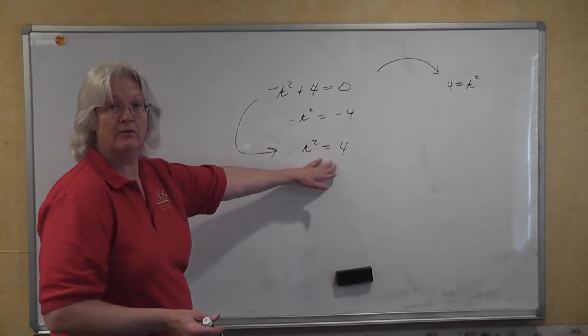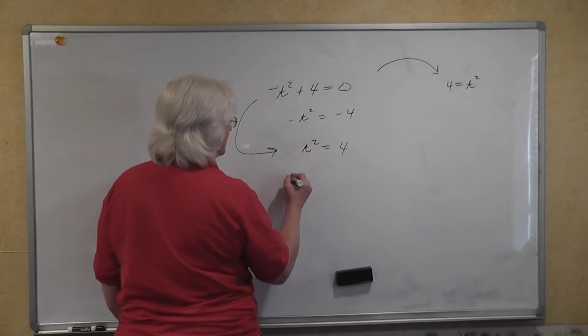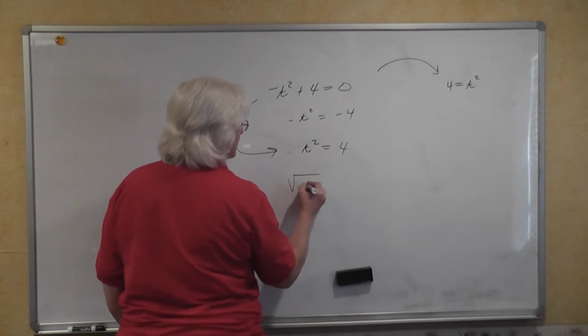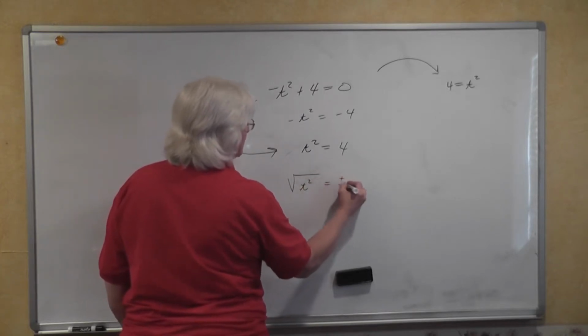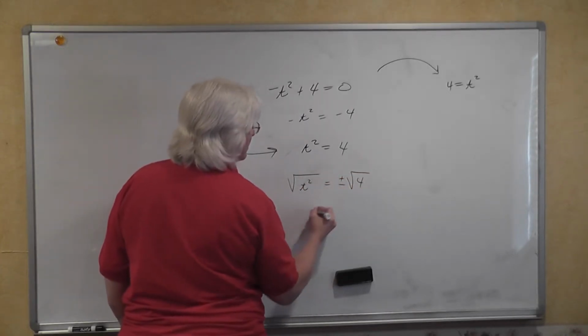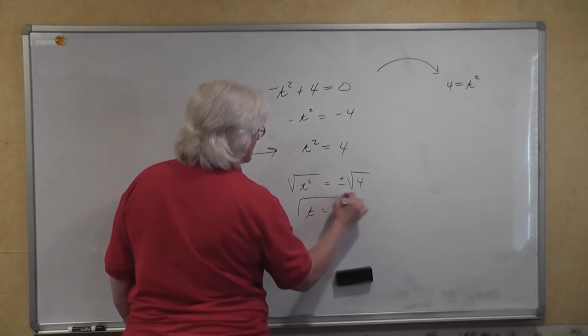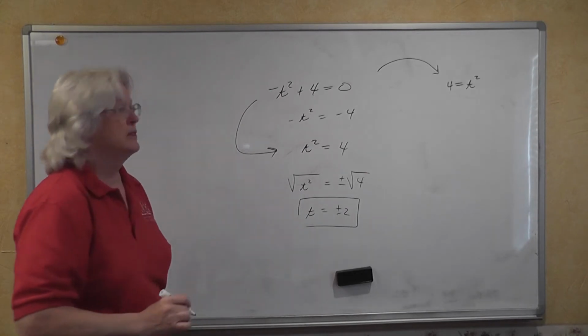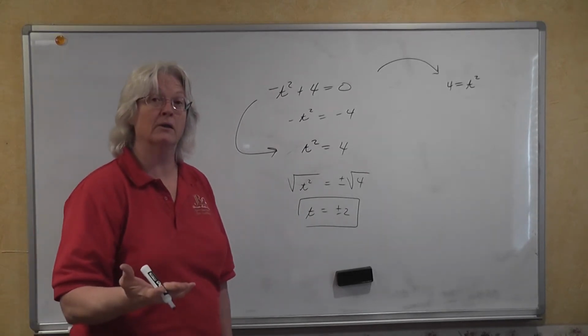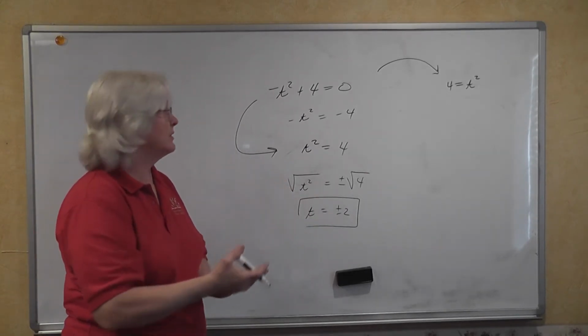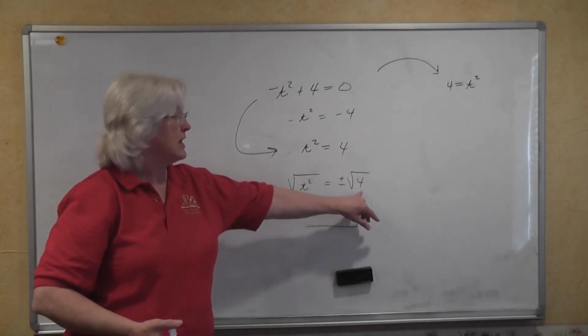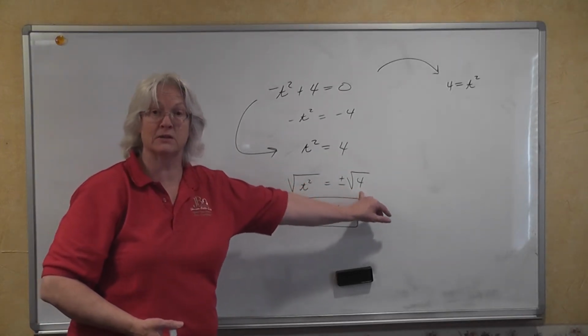Now we do have t squared is equal to 4, so we're going to take the square root: t squared is equal to plus or minus the square root of 4. So t is equal to plus or minus 2. This is one where you can take the root of both sides of the equation because you're taking the square root of a positive number.